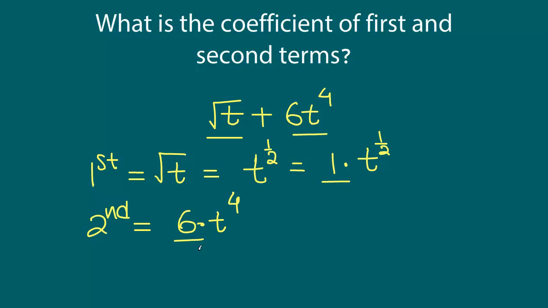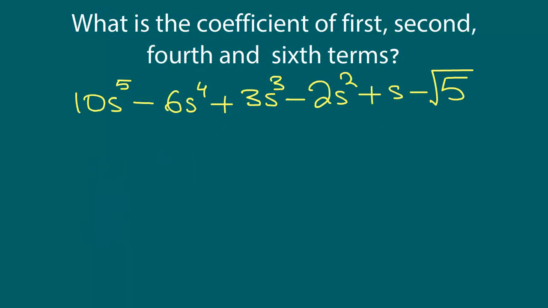And hence, 6 is the coefficient. Let's take a look at maybe a couple more examples. What are the coefficients of the first, second, fourth, and sixth terms of this expression? Now, before we jump in, first, remember we have some negative numbers here.